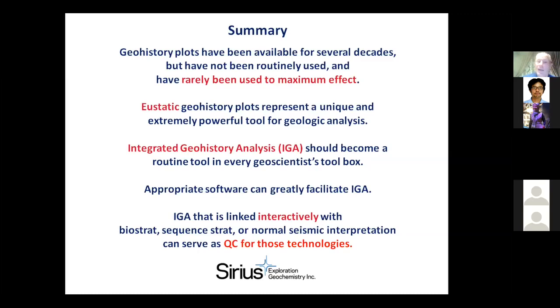Eustatic geohistory plots represent a unique and extremely powerful tool for geologic analysis. They are new, and they are not being used, as far as I know, by anybody else. But I think they have a great future. IGA should become a routine tool in every geoscientist's toolbox. This is not just for modelers. In fact, it's mostly for geologists, because geologists are better equipped than modelers to deal with most of these geologic questions.